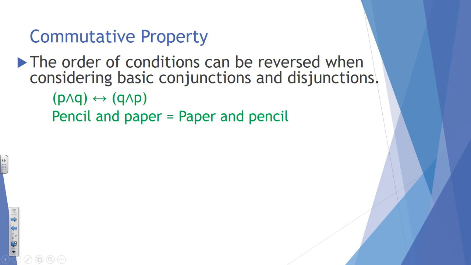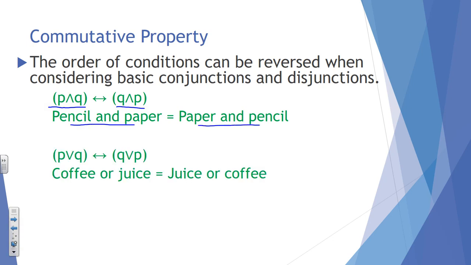Another way to say that is P and Q is perfectly equivalent to Q and P. The order doesn't matter on a conjunction. If you have a pencil and paper, it's exactly the same as saying that you have a paper and pencil. The same thing is true for disjunctions. P or Q is the same as saying Q or P. Remember that double arrow is a way of saying that we have a biconditional. When the left logic statement is true, it's exactly equivalent to the right logic statement being true.